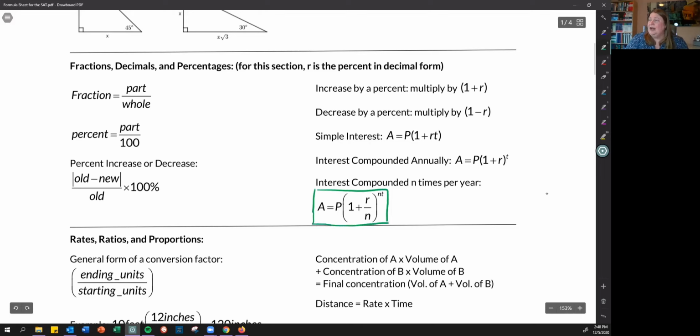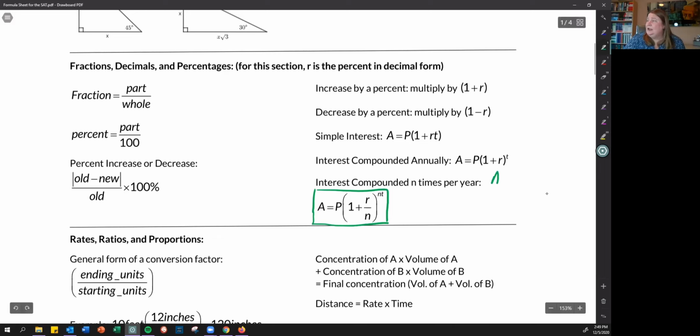This is actually compounding interest, like if you put money in the bank, but it can be used for other things that are growing. For instance, if a population of bacteria is growing, or let's say there's a small town that's growing by 2% every decade, you can use this formula for that as well. If something's getting smaller, you can use this. Only thing is you have to change the plus to a minus. So if the population of the small town is actually decreasing, change that plus to a minus, you can still use this formula.